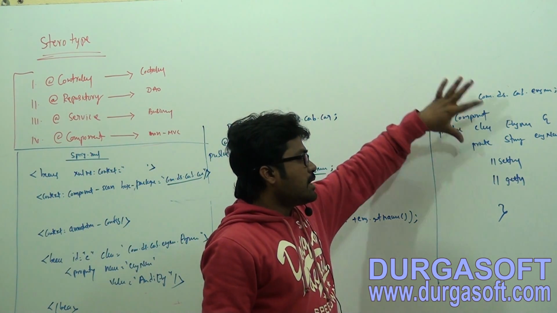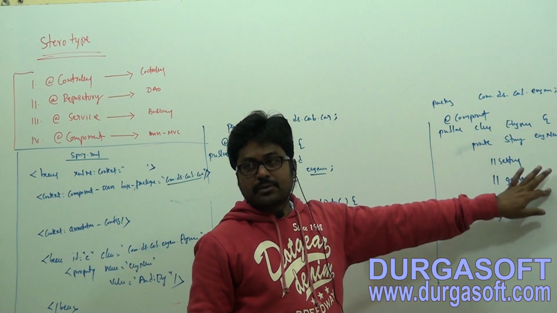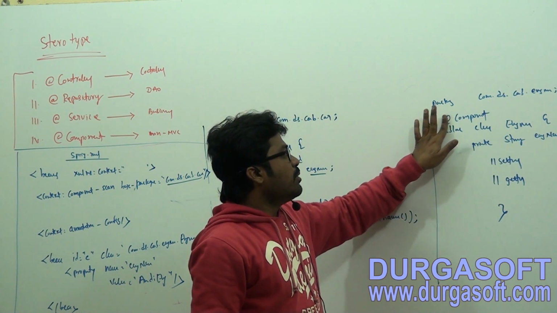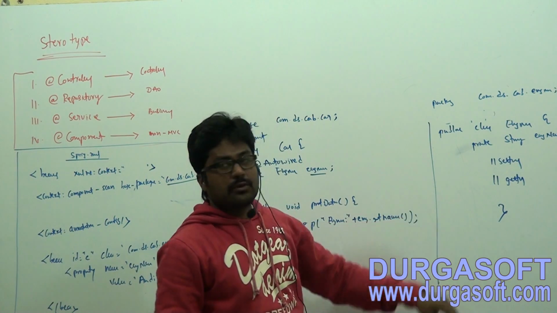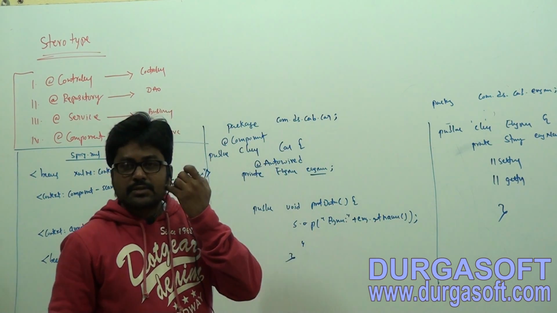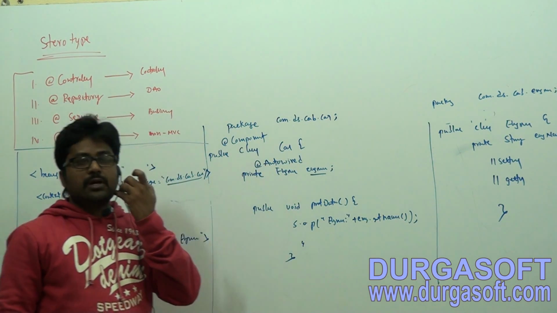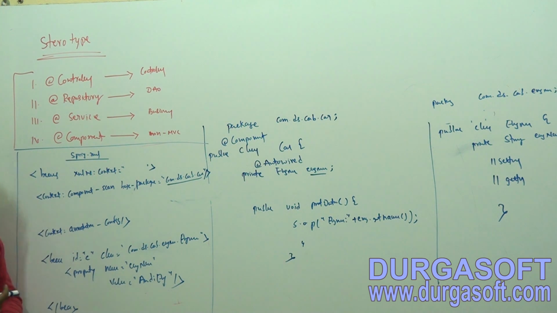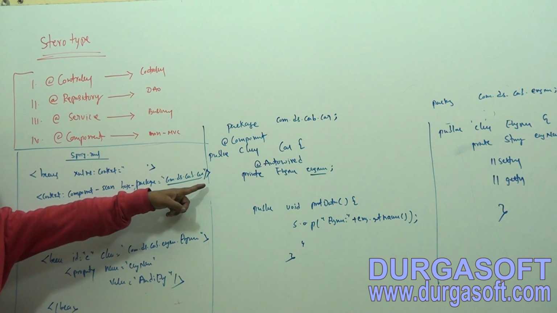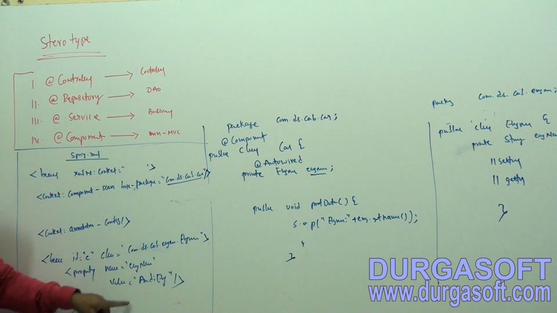In case that class contains any primitive types, by using component scan you should not create that class object. If it contains any primitive types, you have to create the object manually and do the dependency injection. But the car class object the container will create automatically, and this engine object will automatically be injected into the car class.